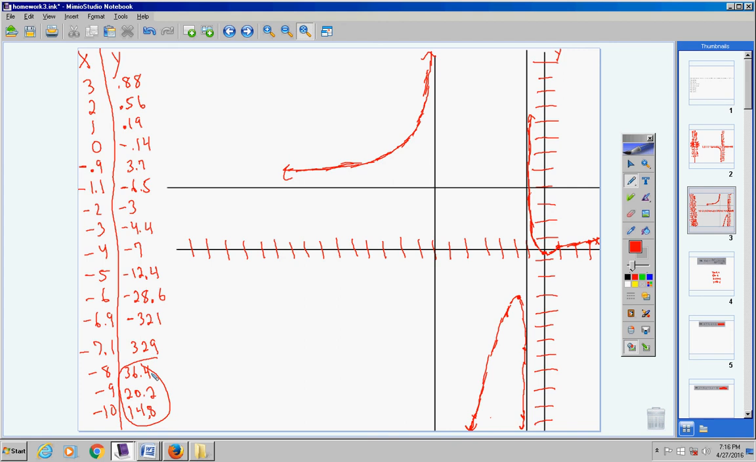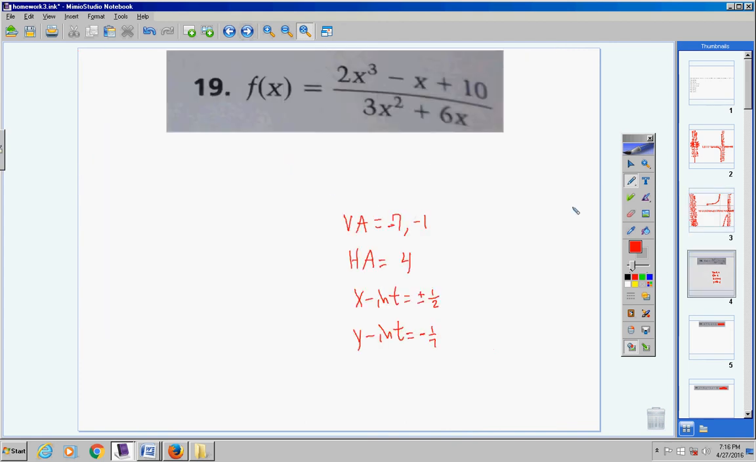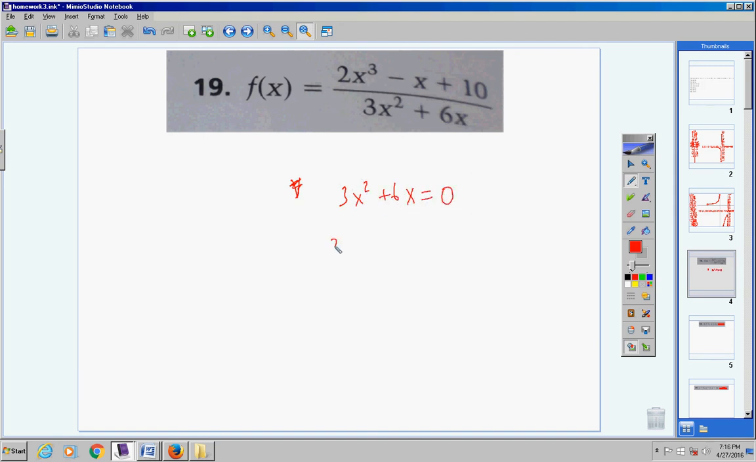Okay, moving on to number 19. Alright, now let's first of all find the vertical asymptote like we're supposed to. So vertical asymptote is 3x squared plus 6x equals 0. Factor out a 3 and an x, and you're left with x plus 2. Let's check our work. 3x times x, 3x squared, 3x times 2 is 6x. Take this group here, set it equal to 0, and you'll get 0. Take this group, set it equal to 0, solve, you get negative 2, so your vertical asymptotes are 0 and negative 2. Now your horizontal asymptote is none.